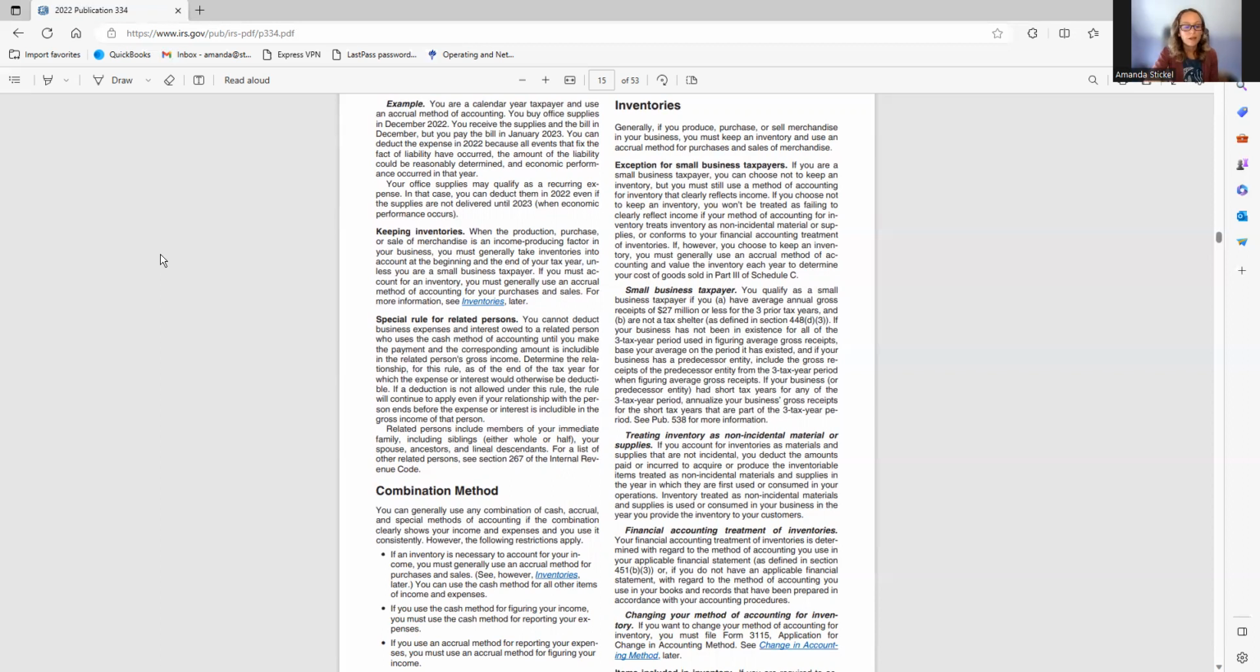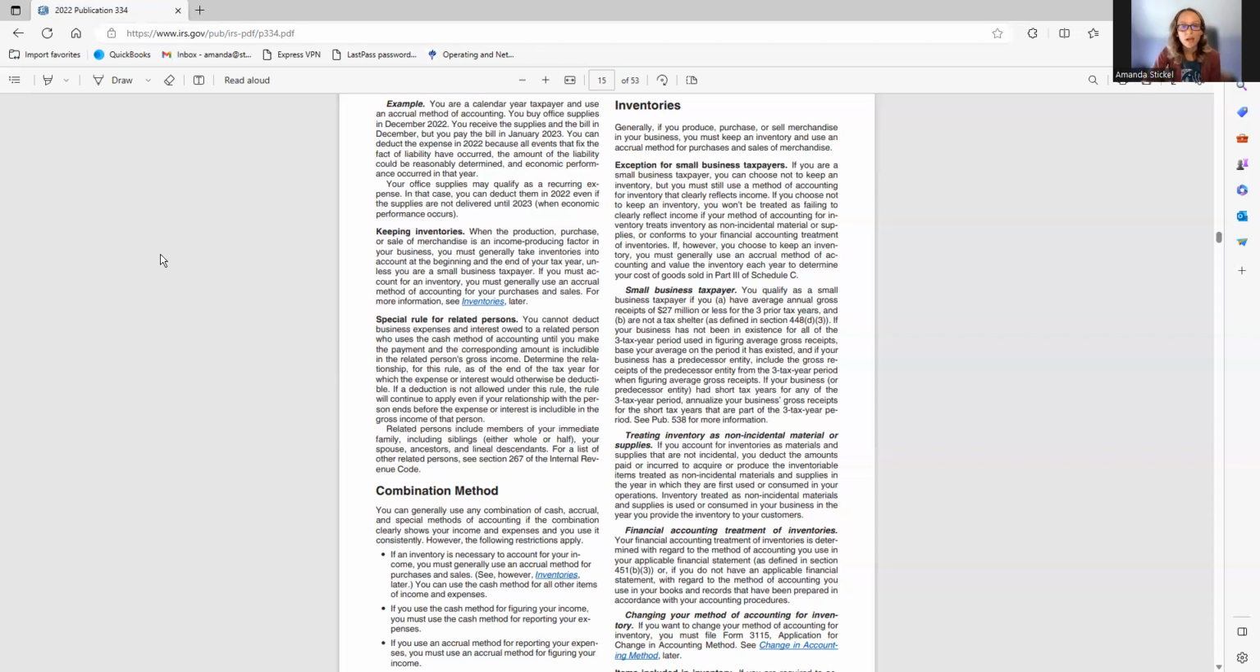I will have to look up the exact number, so don't quote me on this, but I believe currently if you have inventory of less than $27 million, you're considered a small business and you don't have to use the accrual method of accounting. So we have different perspectives on what a small business is.